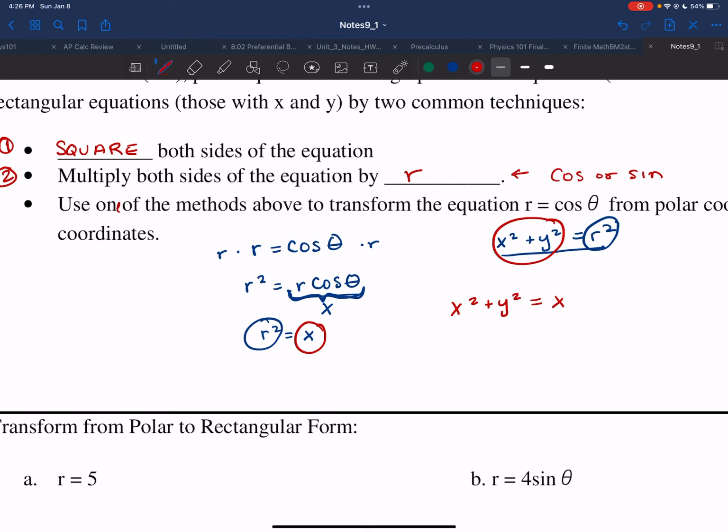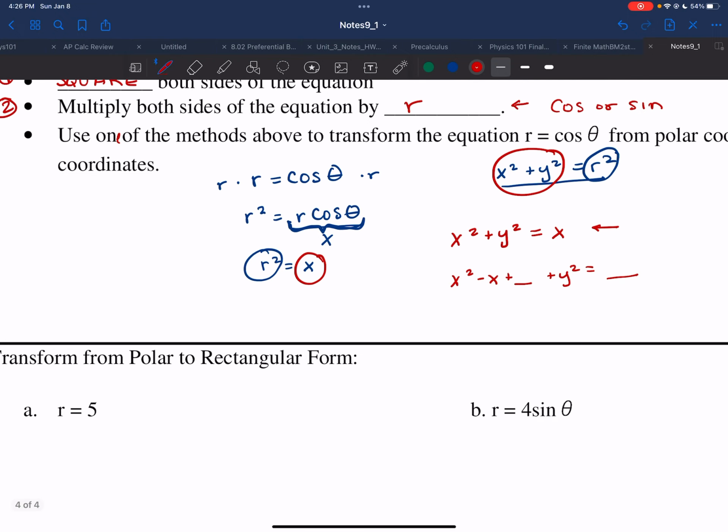Now, at this point in the game, we're just going to leave it like that. Obviously, you're going to move x over to the other side, and you have x squared minus x, and then you have to add something for completing the square. So we're not going to go into that process. We're just getting this initial equation because we're showing the process of it. We will dive into that a little bit later.